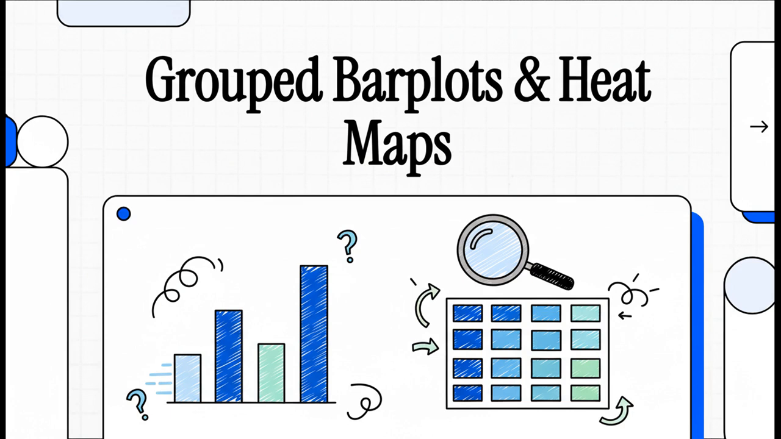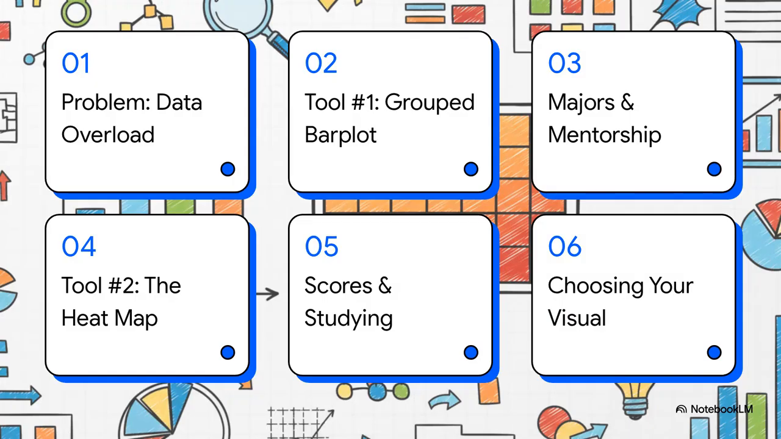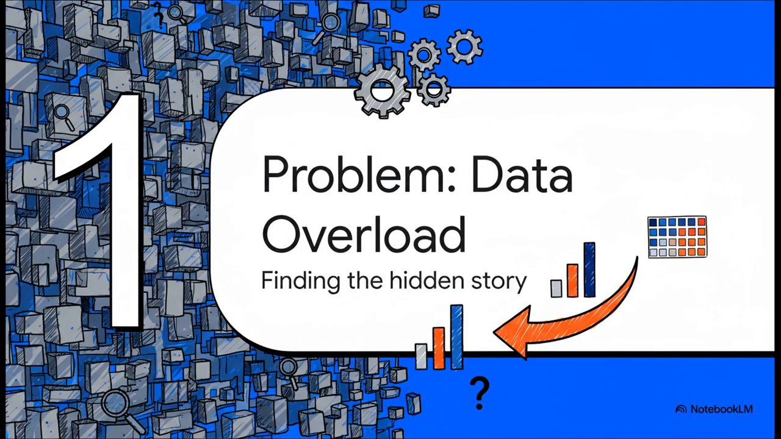Okay, let's dive in. So here's our game plan. First, we'll talk about the big problem, data overload. Then we'll bring in our first tool, the Grouped Barplot, and see how it works in a case study. After that, we'll introduce our second tool, the heat map, and put it to work on another problem. And to finish up, we'll give you a clear guide on when to use each one. Let's get to it.